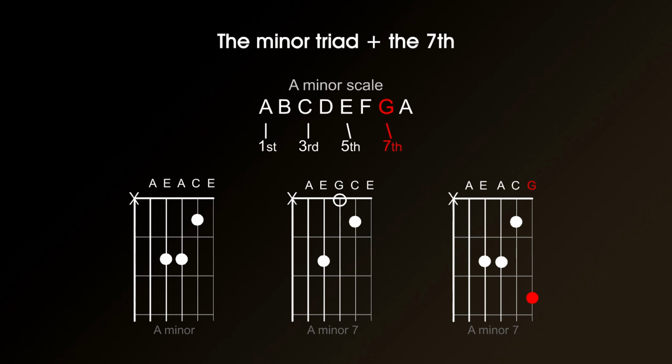However, you could also play the G by removing the 3rd finger from the 2nd fret of the G string. And now when you strum the chord, you're playing an open G. Now, whilst these two chords sound different, they are both valid A minor 7th chords.